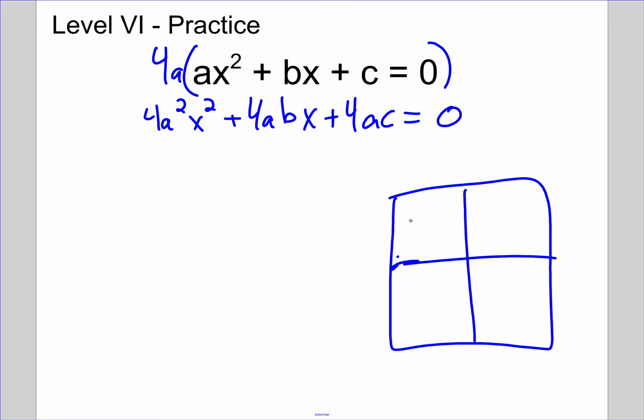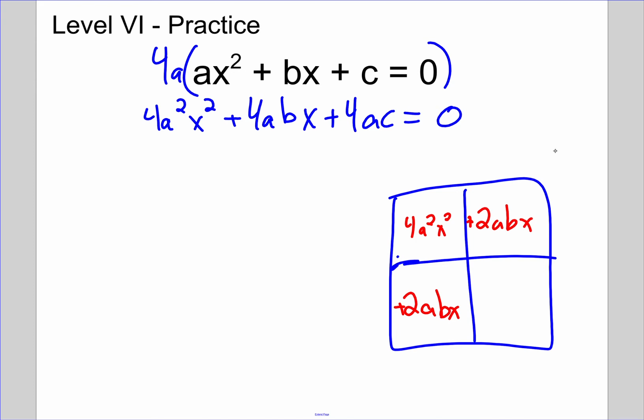Now we know we're going to have our 4a squared x squared. Now we have to split 4abx in two. Well, it's going to be 2abx and 2abx, both positive. So that's cool.